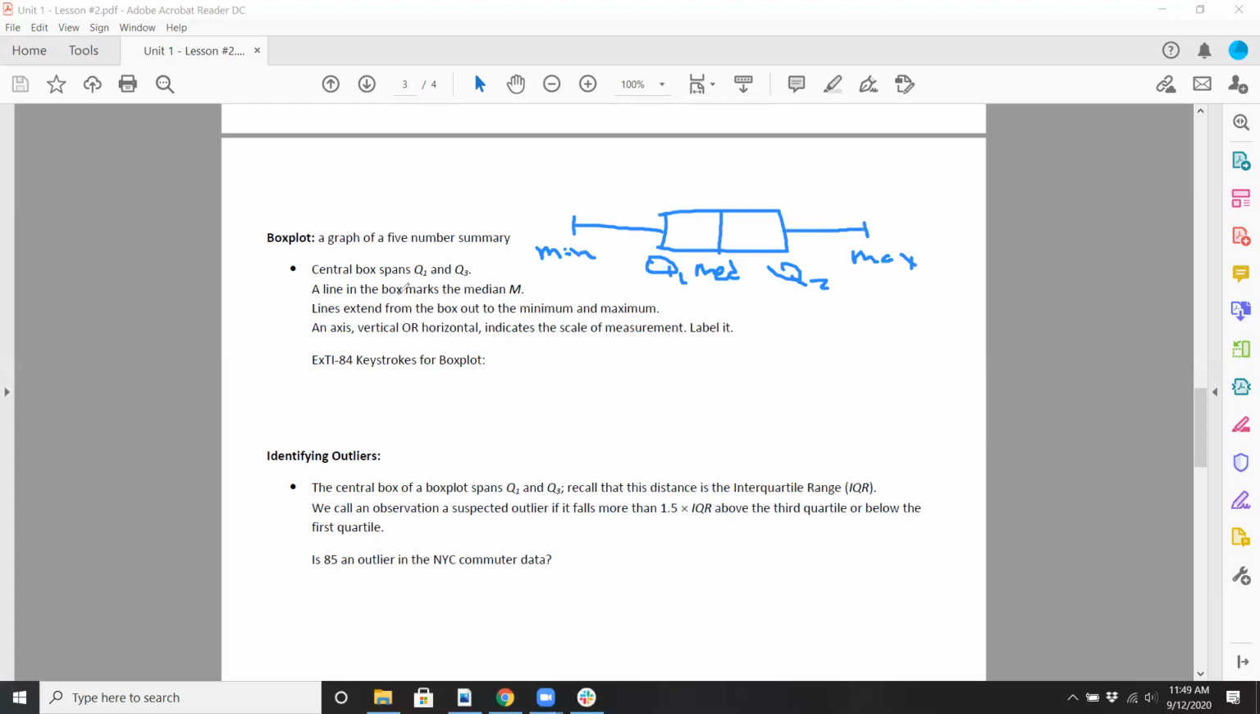So the line in the box marks the median, which we call capital M. Lines extend from the box out to the minimum and maximum, which I just did. An axis, vertical or horizontal, indicates the scale of measurement, and you label it appropriately. And the central box spans from Q1 to Q3, as I just did.